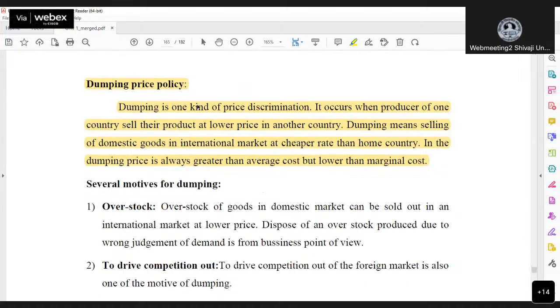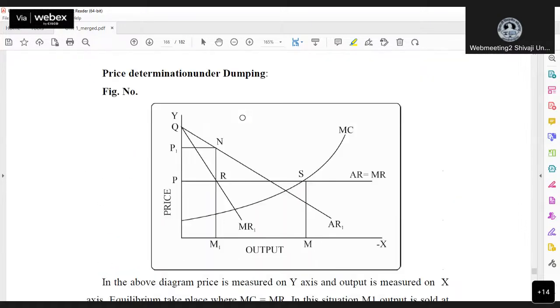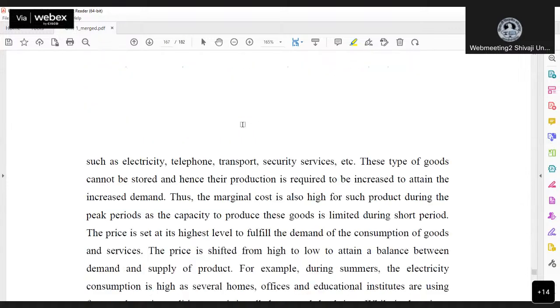So, dumping price policy, what is meant by it? Several motives, their characteristics, their background information, their related graphs. Again, there is a graph. If you observe units 3 and 4, there are a number of graphs to be drawn. So there may be confusion in your mind about which graph is for which title. For that purpose, you have to redraw all these graphs systematically on a single plain paper or in your notebook if you have.